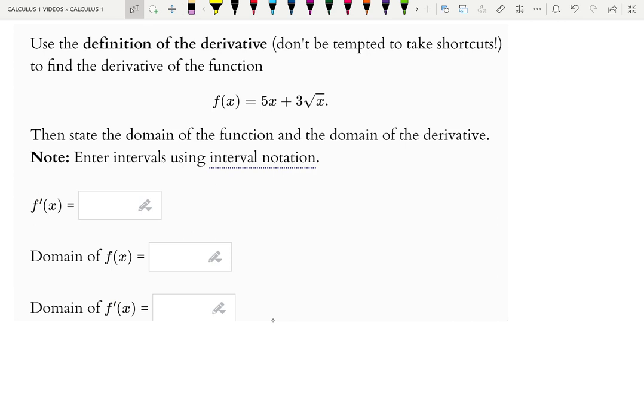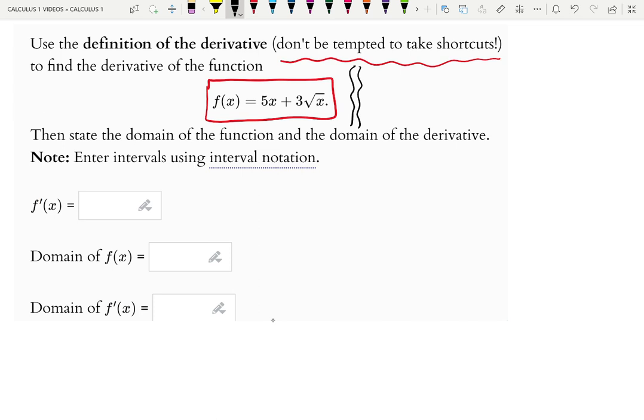Let's learn how to find derivatives by the definition. The given function is 5x plus 3 square root of x. We are asked not to use any shortcuts, which we actually learn in the next chapter. If you do know the shortcuts, then it's handy to use it just to check the answer.